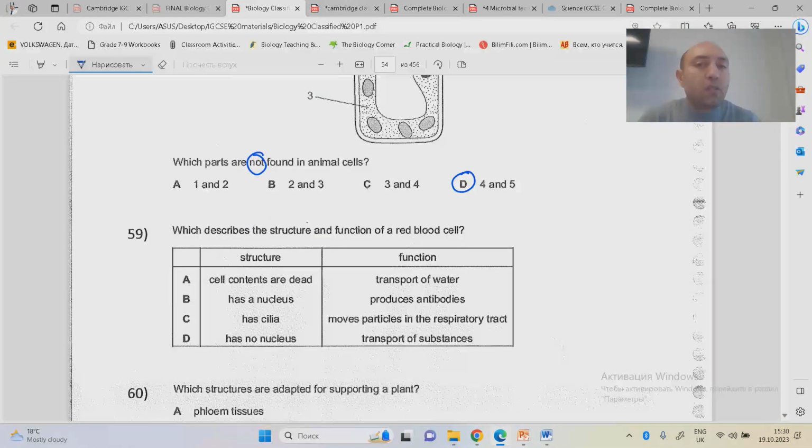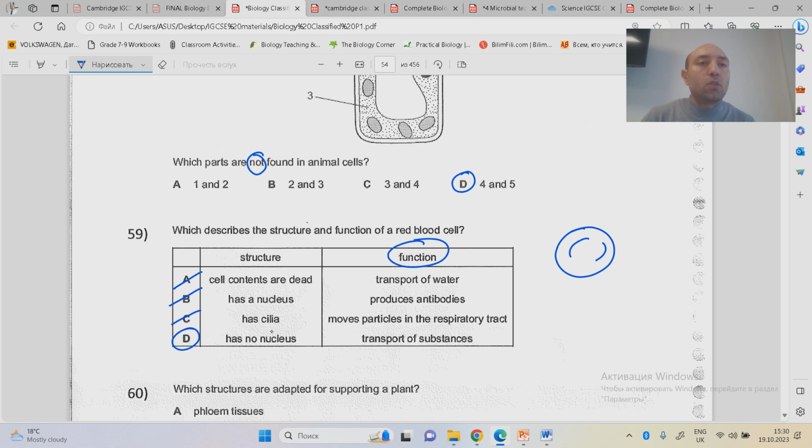Which describes the structure and function of a red blood cell? So you know that red blood cells have a disc-like shape. They are biconcave, but their function is to carry oxygen. So transport of water is incorrect. Produces antibody, incorrect. Moves particles in the respiratory tract, false. Answer is D. Has no nucleus and transports substance.